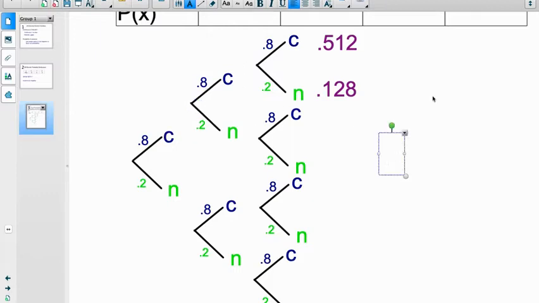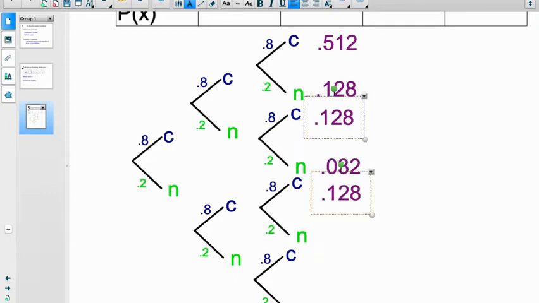So then going through, the probability of catching all 3 would be 0.512. To do that, you multiply 0.8 times 0.8 times 0.8. So you just multiply along the branches to get the end probability of that result happening.